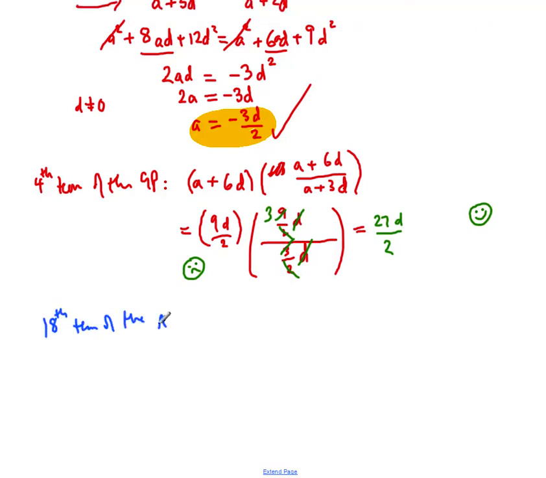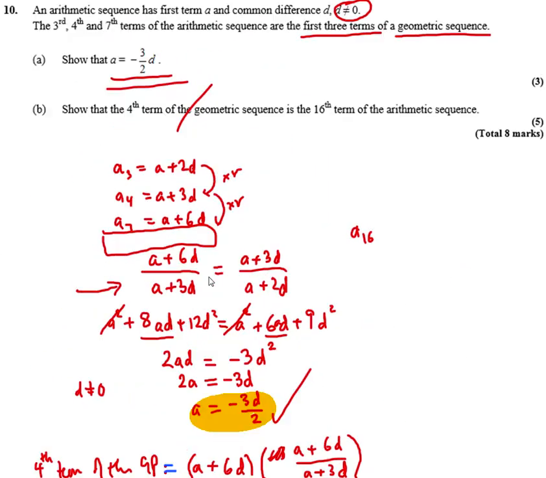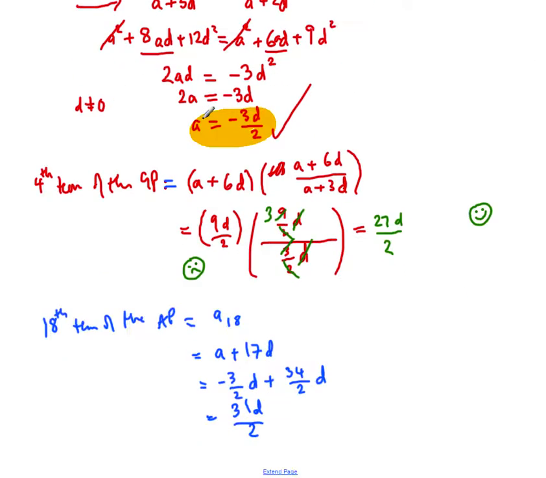of the AP. Now, just to be precise, these things are equal, so I'm going to write equals. The 18th term of the AP is A18, which is A plus 17d, and that's minus 3 over 2d plus 17 is 34 over 2, and so we get 31d over 2. And I've made a mistake. Whoops, I wanted the 16th term of the AP. My bad, let's correct that.